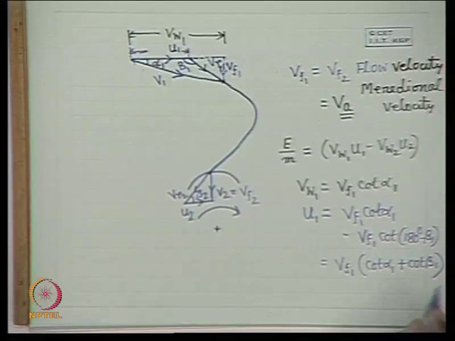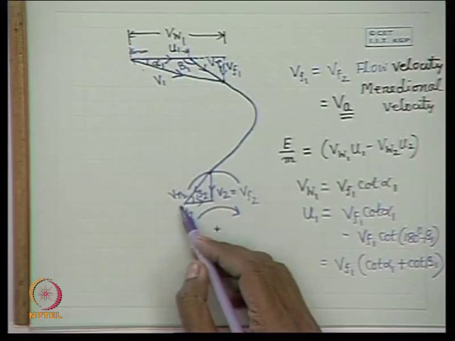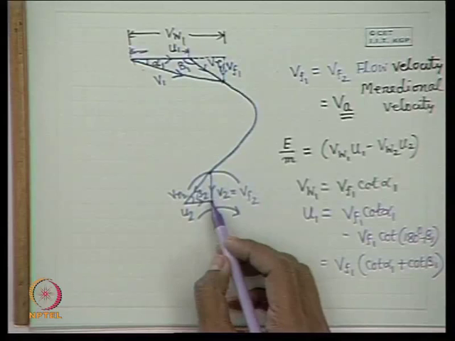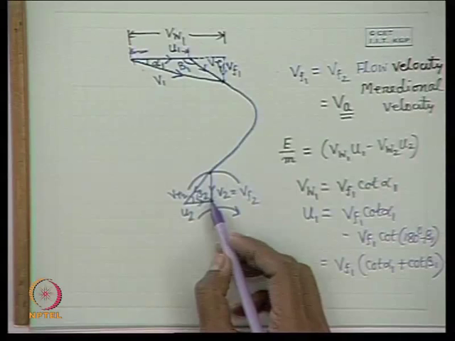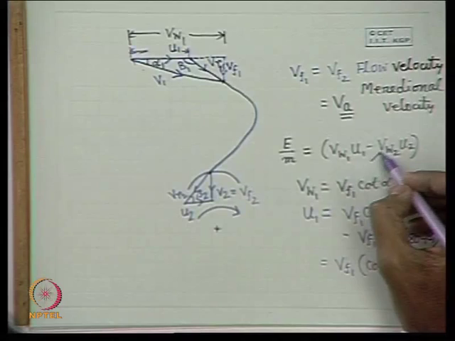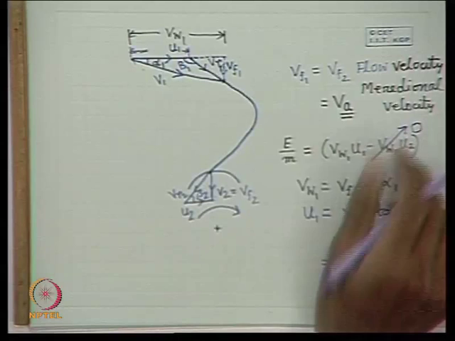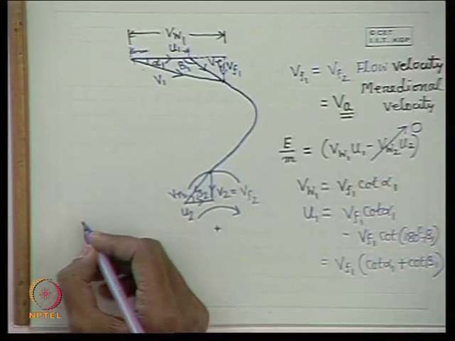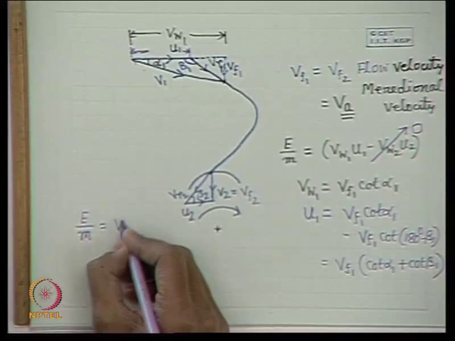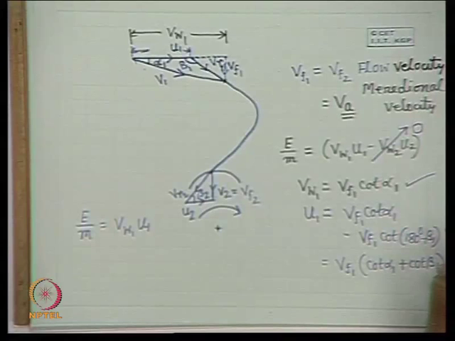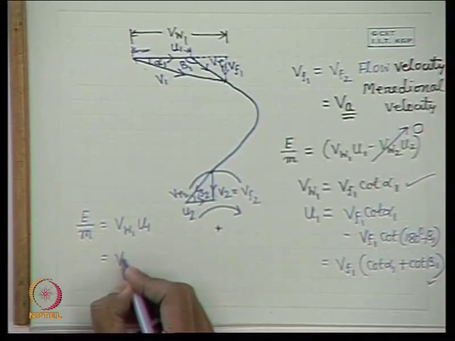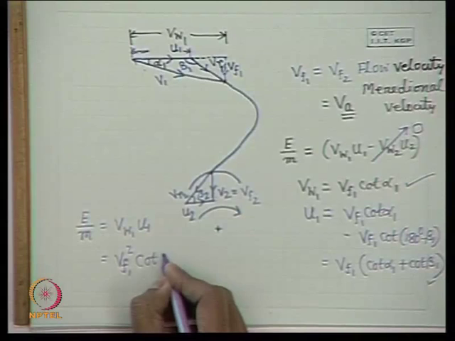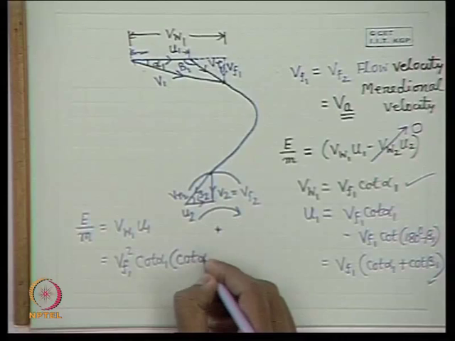Now, in this case, the design is made in such a way that the fluid has zero component of velocity in the tangential direction, which means the whirling component of the velocity at outlet is zero. That means this term is zero. You can understand very well, if this term is made zero, we get the maximum work or the maximum power developed by the turbine, because this expression becomes maximum. So in this case, we can write E by M is simply Vw1 U1, and if we substitute this value of Vw1 and this value of U1, this becomes equal to Vf1 square cot alpha 1 into cot alpha 1 plus cot beta 1.